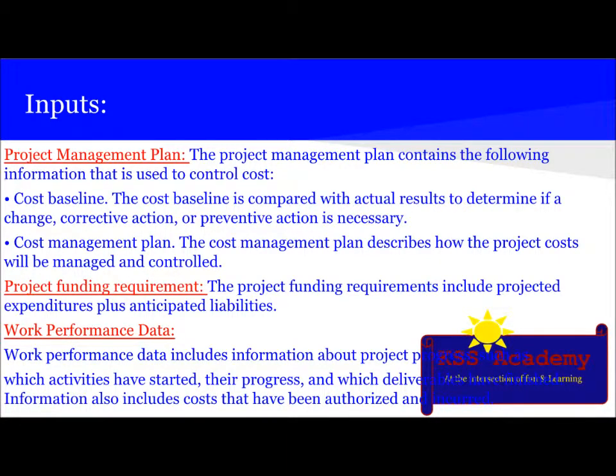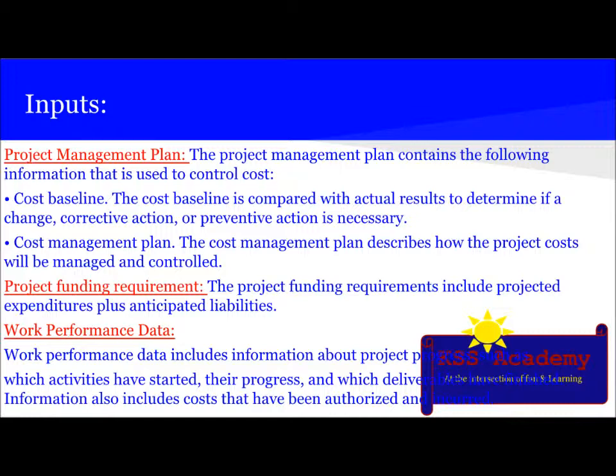First input is PM plan, and it contains the cost baseline and cost management plan. The cost baseline is compared with actual results to determine if a change, corrective action or preventive action is necessary. The cost management plan describes how the project cost will be managed and controlled. The next input is project funding requirements. The project funding requirements include project expenditure plus anticipated liabilities.